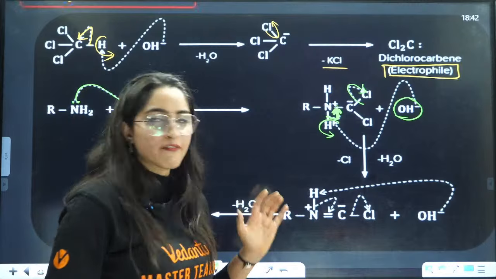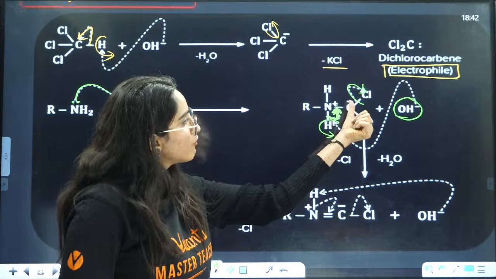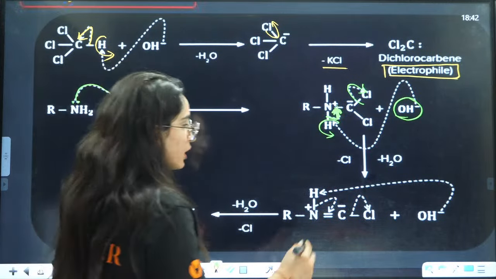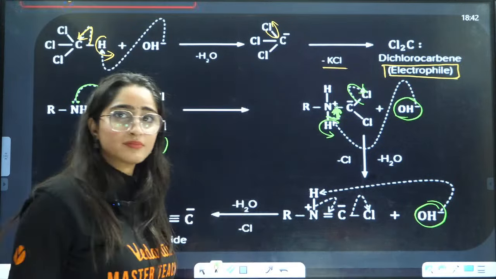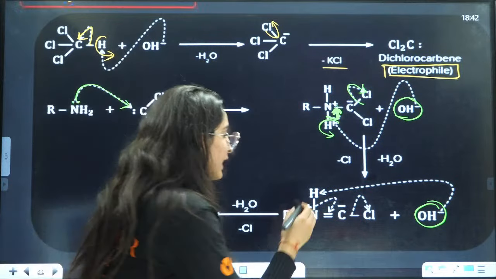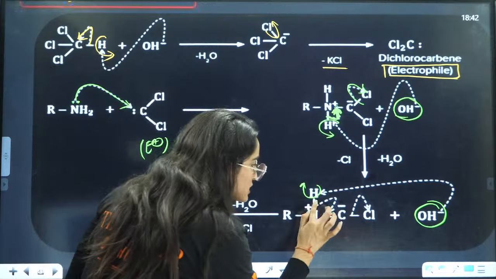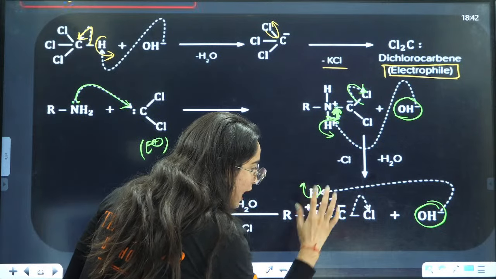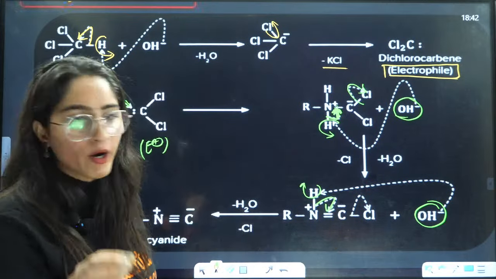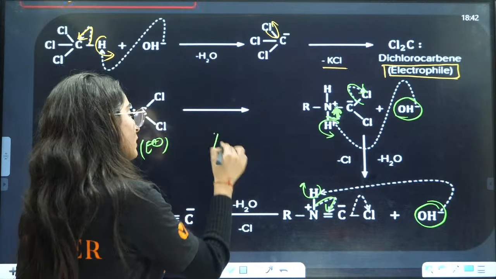Why does nitrogen have a positive charge? Because nitrogen has 4 bonds here. Now this C with a negative charge and 1 Cl, again what will happen? This OH is going to attack this proton again and take it out. The same reaction will happen. The bond between this nitrogen and hydrogen is again shifted as a pi bond between nitrogen and carbon. Now you have N triple bond C.